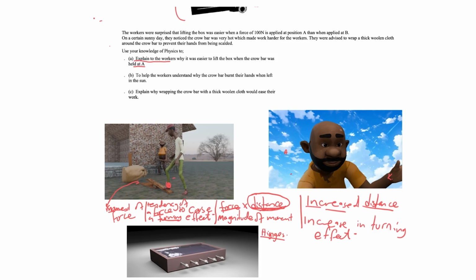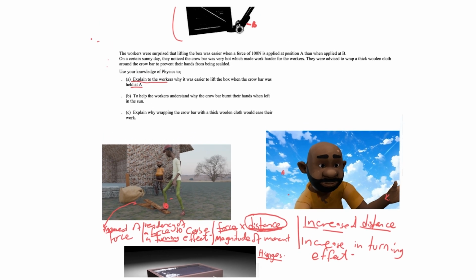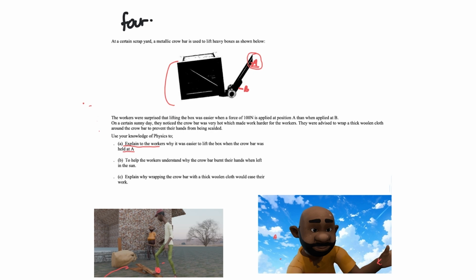So having seen that above, we can now go back and attempt our item. Explain to the workers why it is easier to lift the box when the crowbar was held at position A. Let us assume that this is our turning point and we have a distance from A to the turning point. We can say maybe that is 0.9 meters. And at position B, we have maybe 0.4 meters.